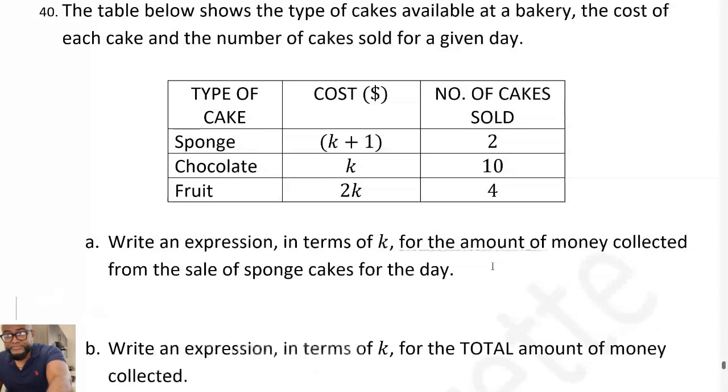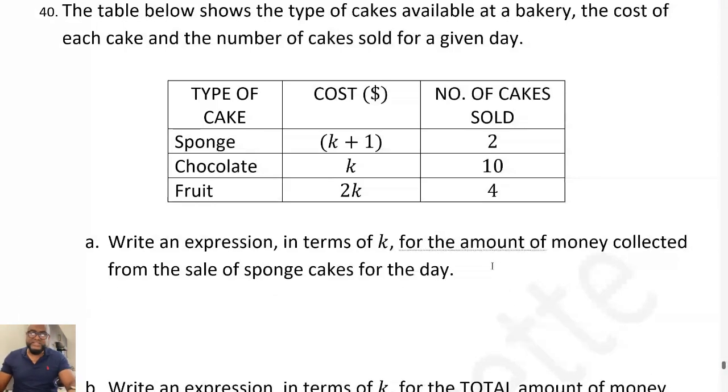So we jumping in. Write an expression in terms of k for the amount of money collected for the sale of sponge cakes for that day. That will be 2 by k plus 1. Done. 2 multiplied by k plus 1, right? Yeah. Everybody good there? Right?